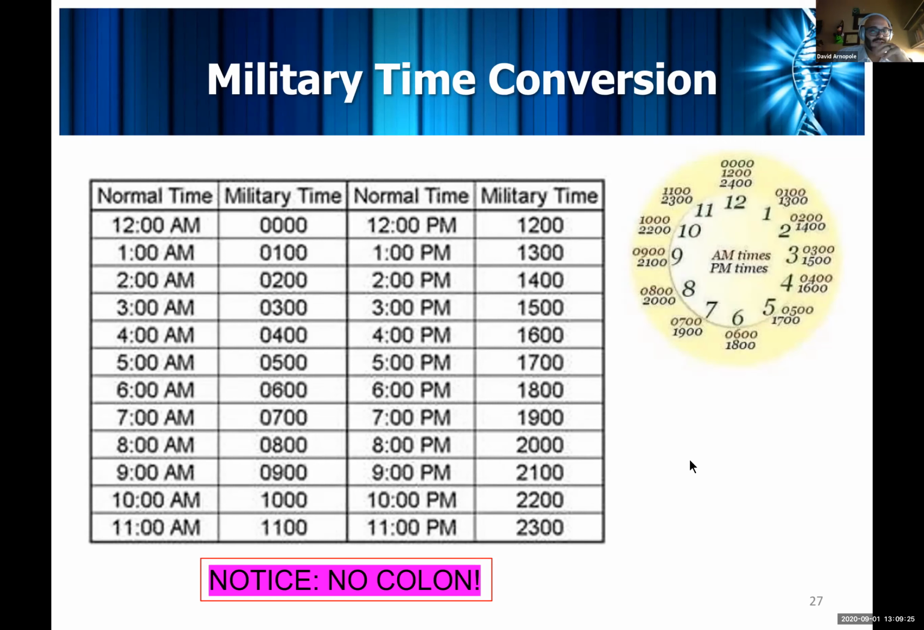Okay. Military time conversion. If you don't know what these are, you need to recognize them. It's a 24-hour clock. That's all this is. So if it's 10:30 in the evening, it's 22:30. If it's midnight, it's quad zeros. At 1 a.m., it's 0100. Noon is 1200. 11 p.m. is 2300. That's how you do this, okay?